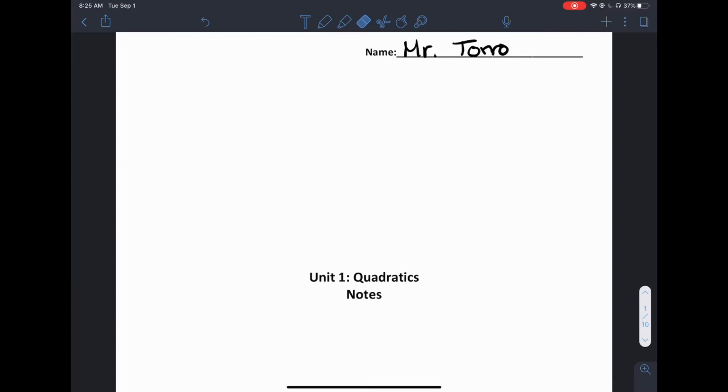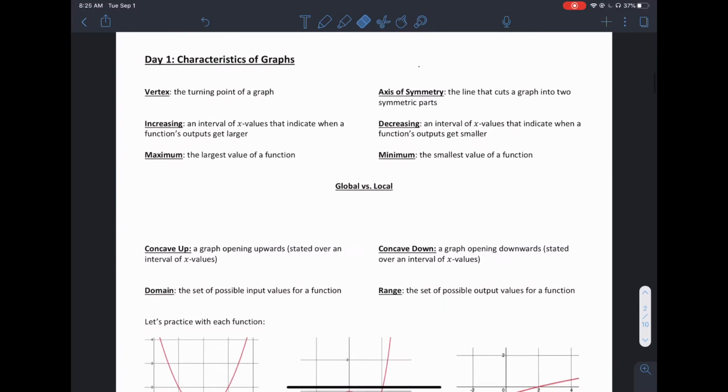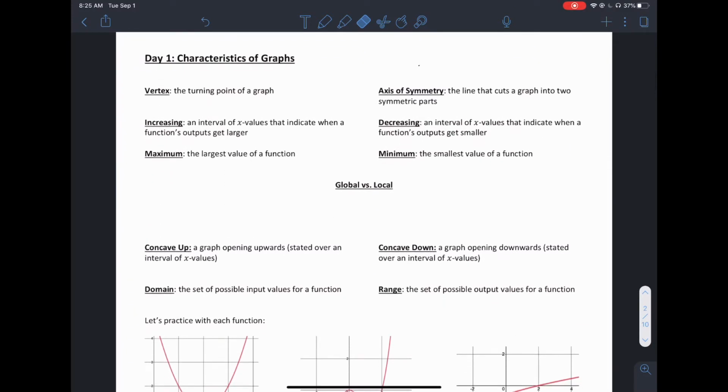Make sure that my name's on my packet. You should be following along with your copy, or you can take your own notes on a piece of paper if you'd like. It's up to you. I'm going to ask that you just pause the video for a second and read over these vocabulary words. We're going to talk about this global versus local situation in a second, but I want you to read these words on your own.